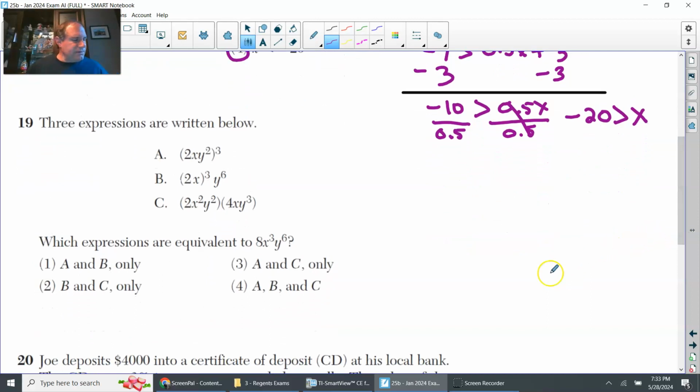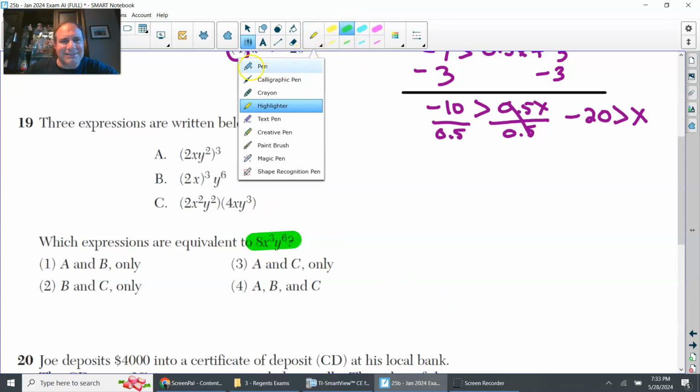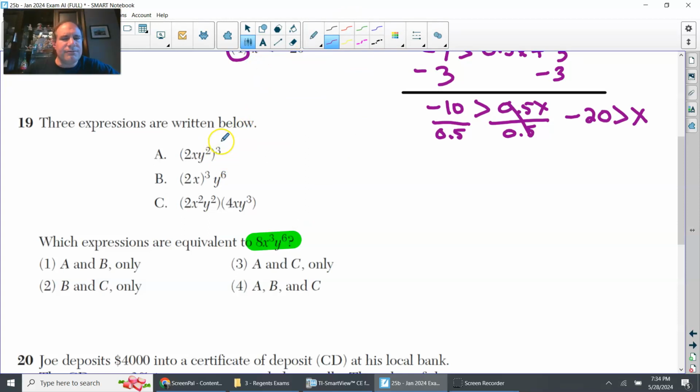All right. Three expressions are written below, and they just want which expressions are equivalent to 8x to the third, y to the sixth. So you really have to do this either in expanded notation, or you could act like it's the distributive property in reverse. This is 2 to the third power. That's 2 times 2 times 2, and that's 8. And then this x to the first to the third is x to the third. And then this right here, y to the second to the third is y to the sixth. And so that's good. Yes.